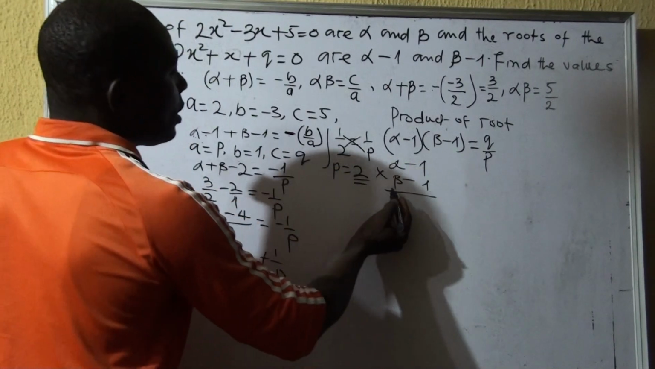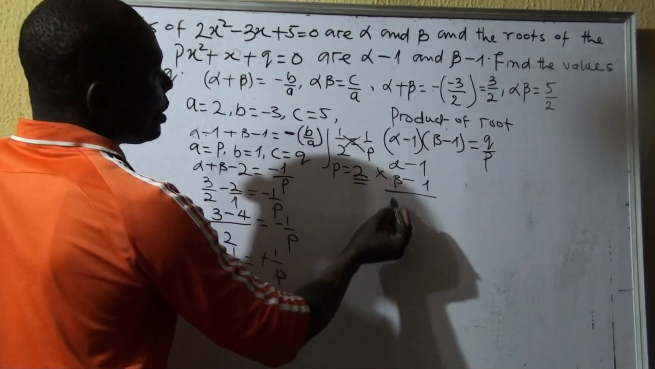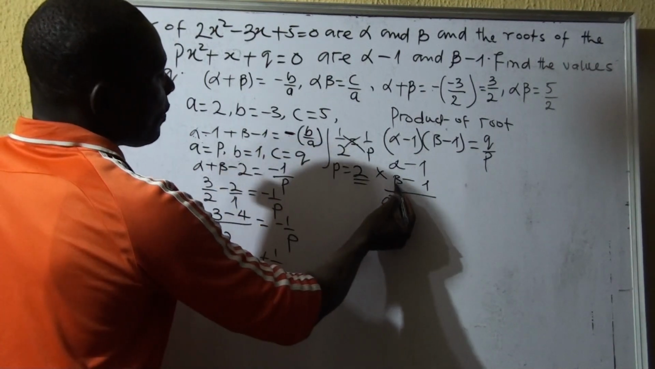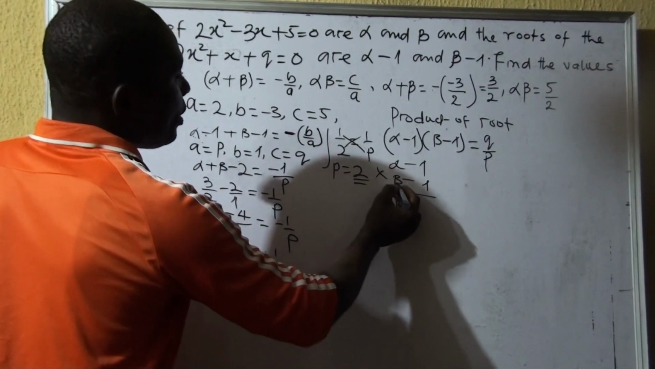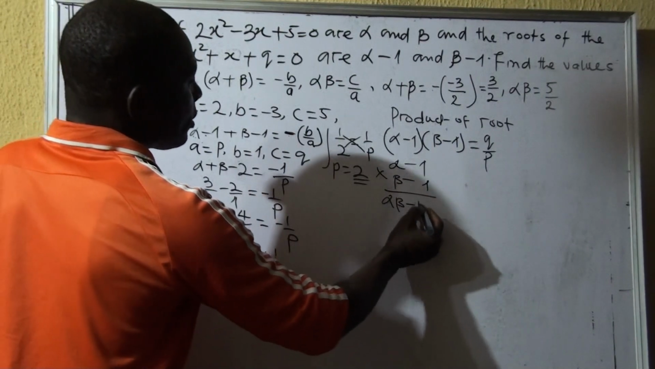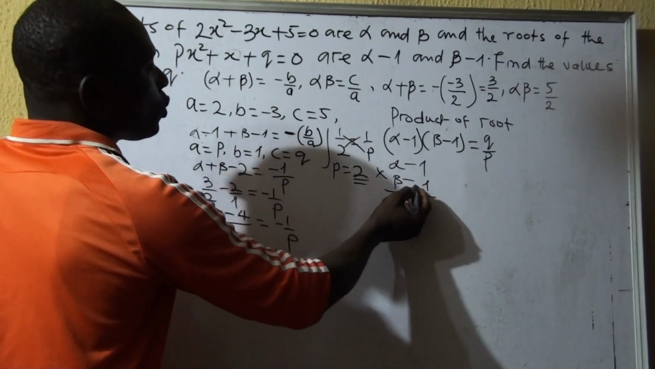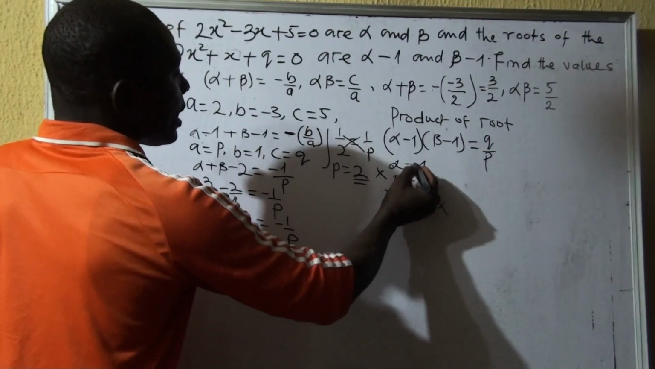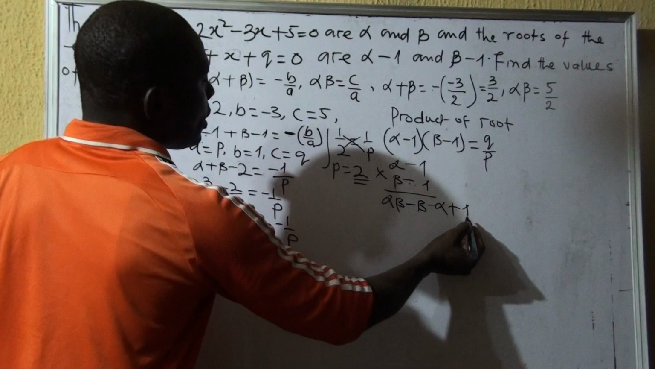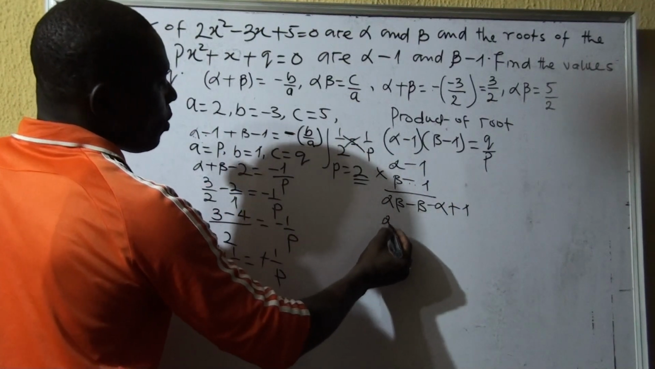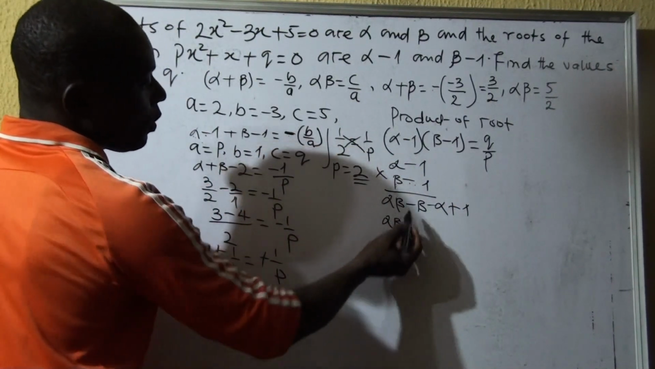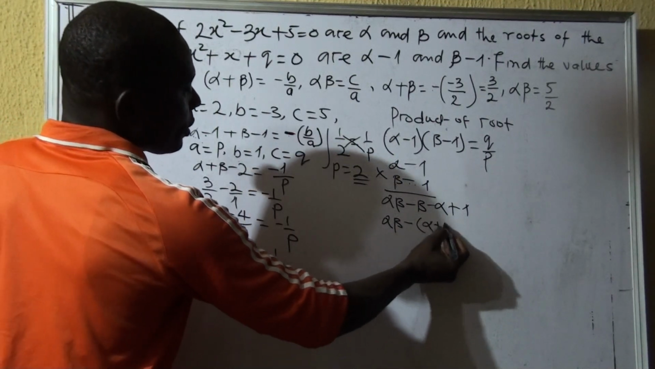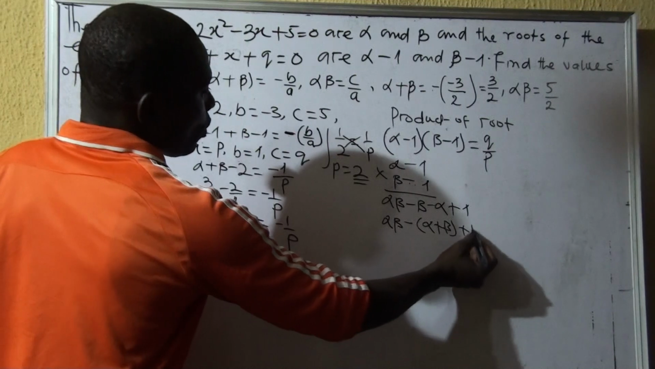Alpha times beta gives alpha beta. Then beta times minus 1 is minus beta. Then minus 1 times alpha gives minus alpha. Then minus 1 times minus 1 gives plus 1. So it becomes alpha beta minus alpha minus beta plus 1. What is common here is the negative, so we factor it out: alpha beta minus, alpha plus beta, plus 1.